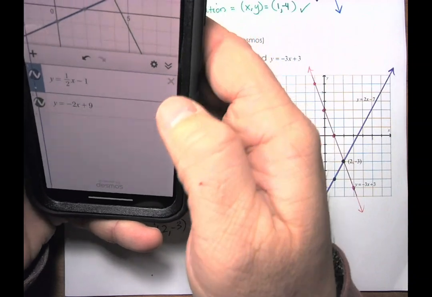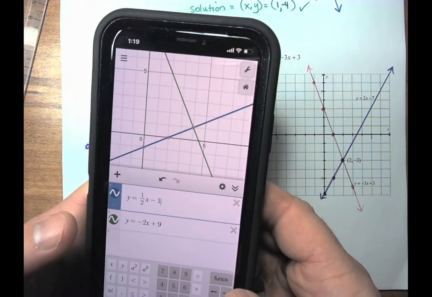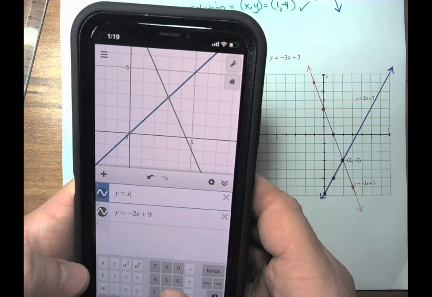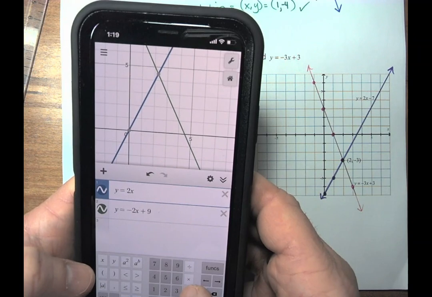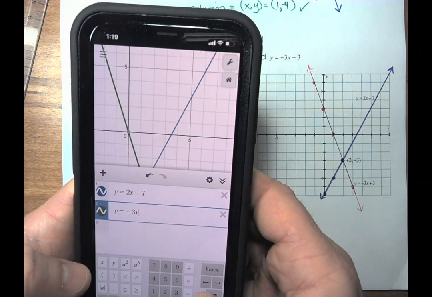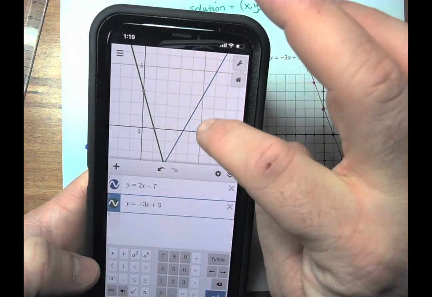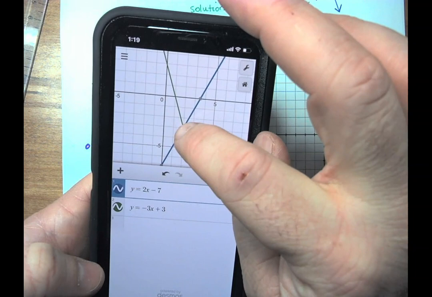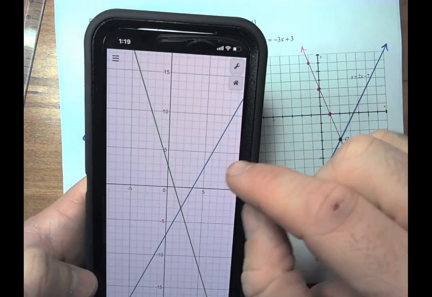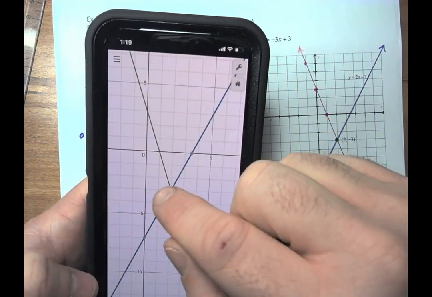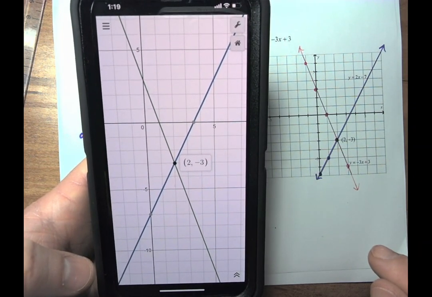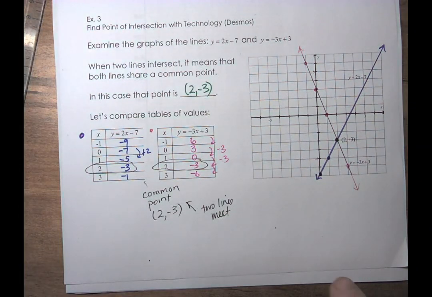So if I went in, all right, and I'm going to change my equation. 2x minus 7 and 3x plus 3. All right, I can zoom in. There's my point. Looks exactly the same. All right, and you can hit the point. So we'll see how my graph looks exactly what you have written there.